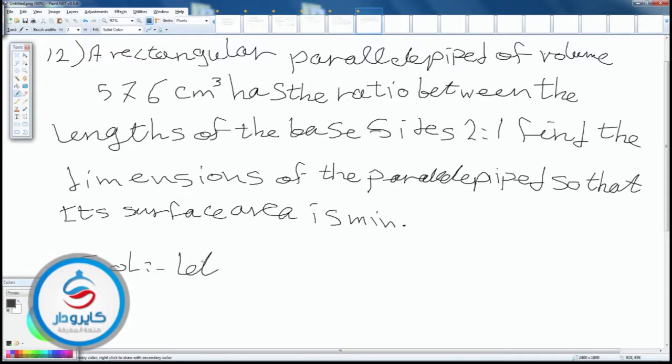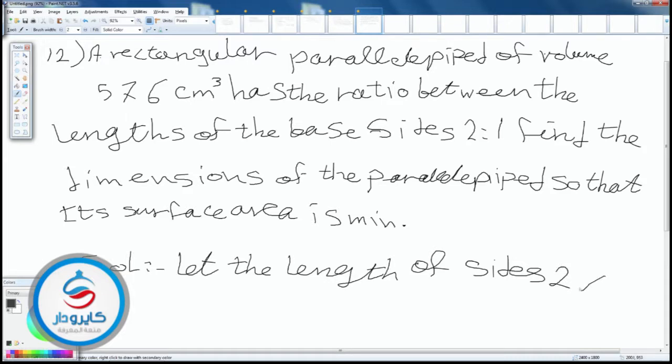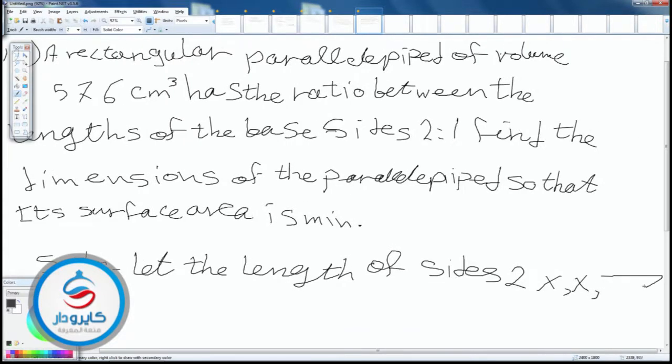Let the lengths of the sides be 2x and x and z.